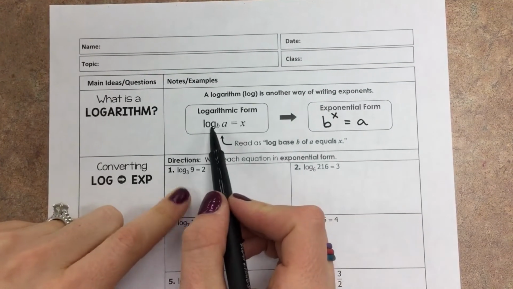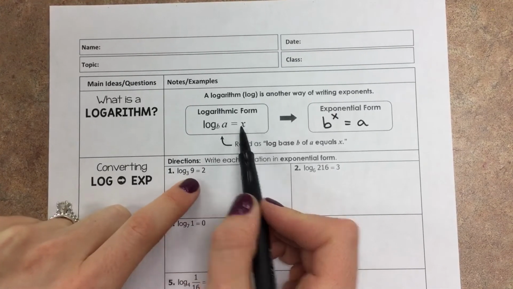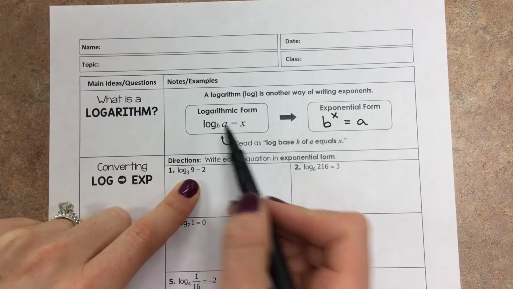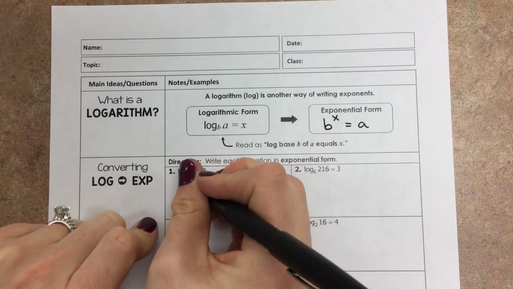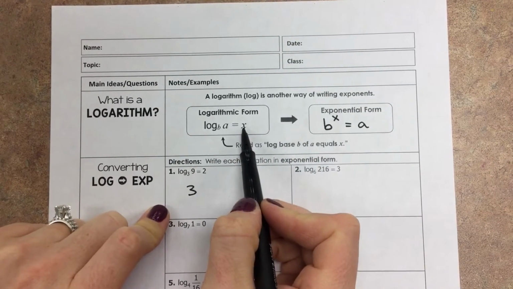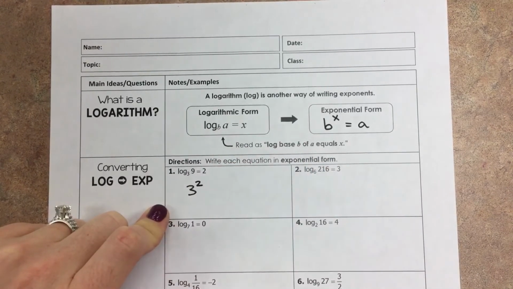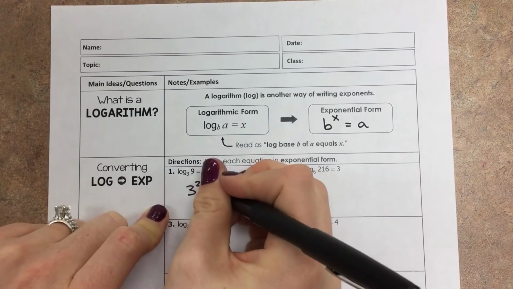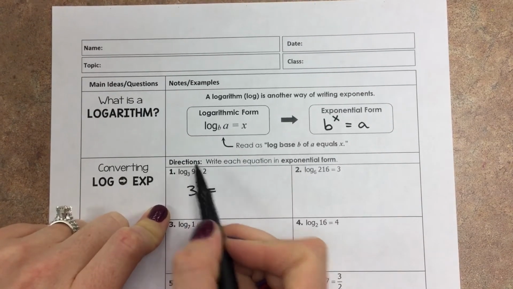If you look at this, this is log base b of a is equal to x. So in exponential form, b is this base right here. That means for number 1, 3 becomes the base. And then the exponent is this x right here, so that's this 2. We write that up here as an exponent, and then equals a, which is whatever is right here. For this problem, that's the 9.